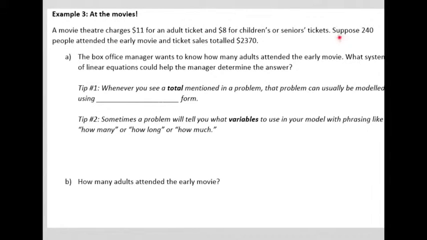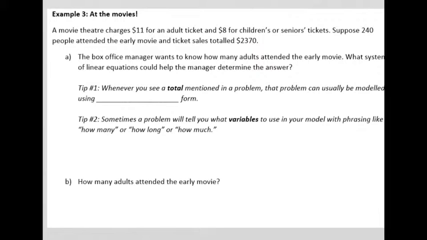So let's suppose that on one particular day, 240 people attended the early movie. The early movie just means the first movie of that day. There's no matinee prices or anything like that. So 240 people came to the first movie, and ticket sales for that movie totaled $2,370. And notice right now, we don't know how many adults came and we don't know how many children came. All we know is that in total, there were 240 people. And based on those 240 people, we made $2,370.